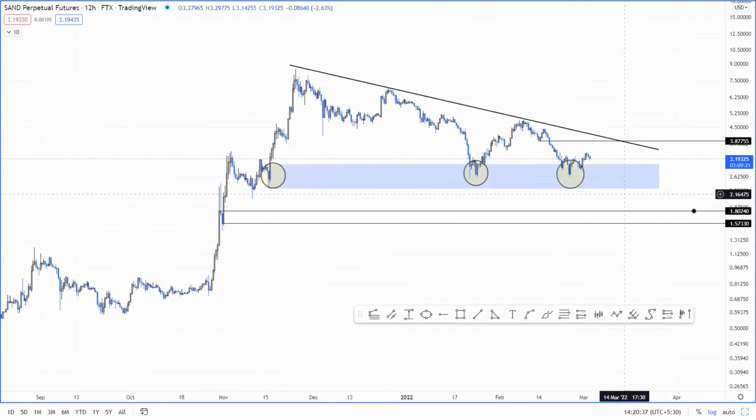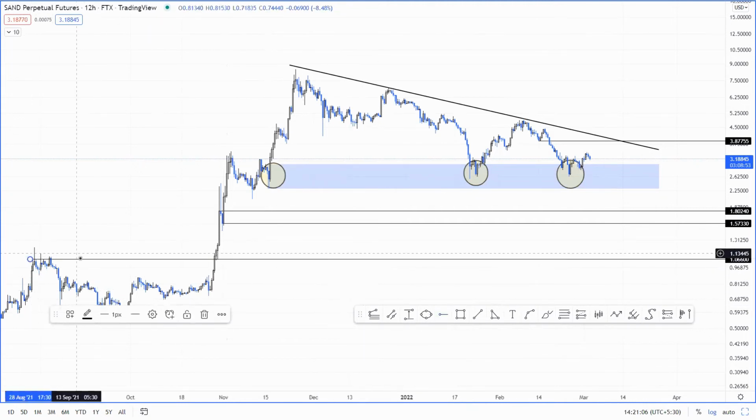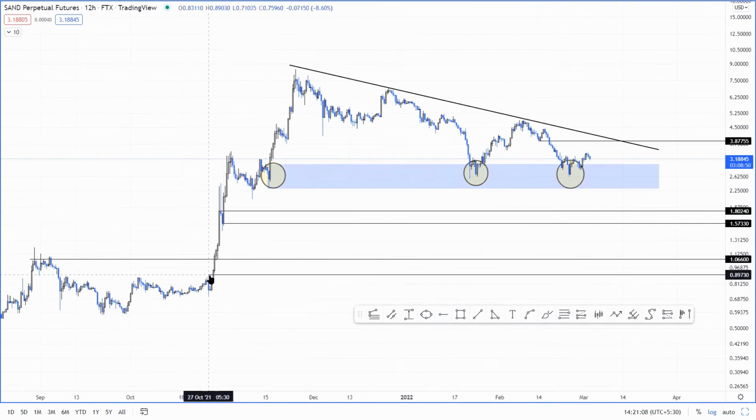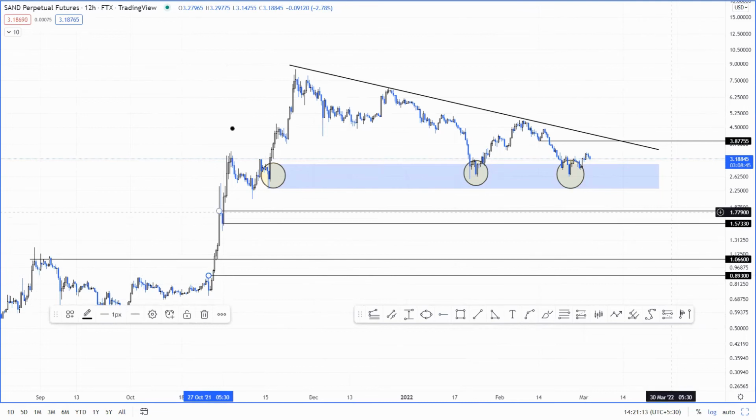So this range here is like the last area of defense, because if we lose 1.57, there's not a lot of price action that took place here when Sand initially rose up, right? So there's a good chance we'll fill this gap here, which is called a fair value gap, and head all the way down to $0.8. If we're lucky, we could probably stop at $1.08, right? So we could have a minor pit stop somewhere around here, but eventually I think 0.89 would be inevitable if we lose 1.57.